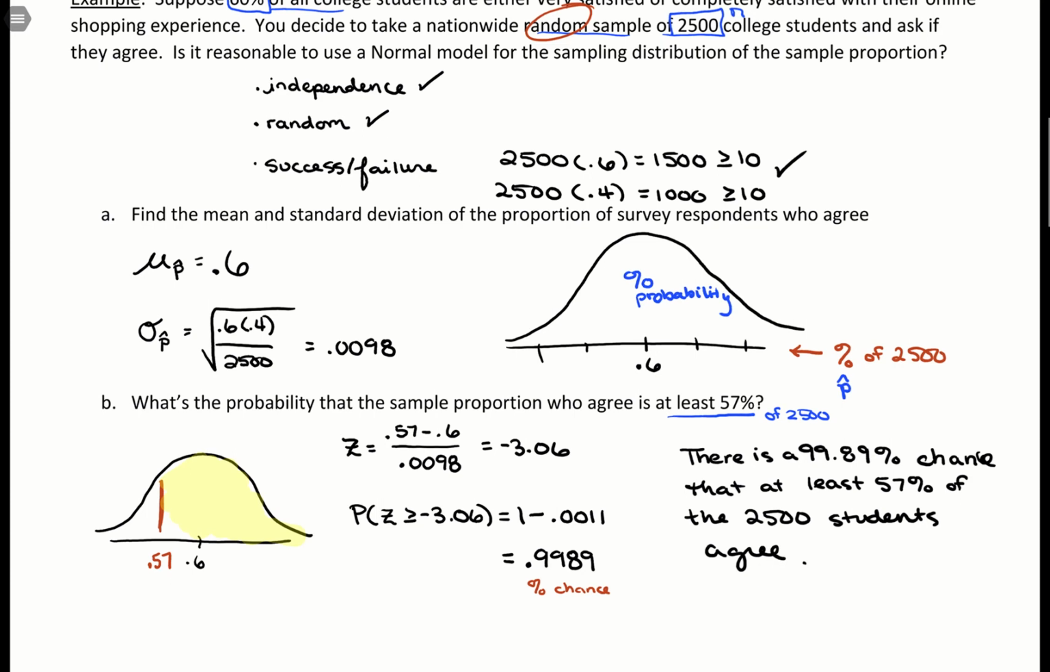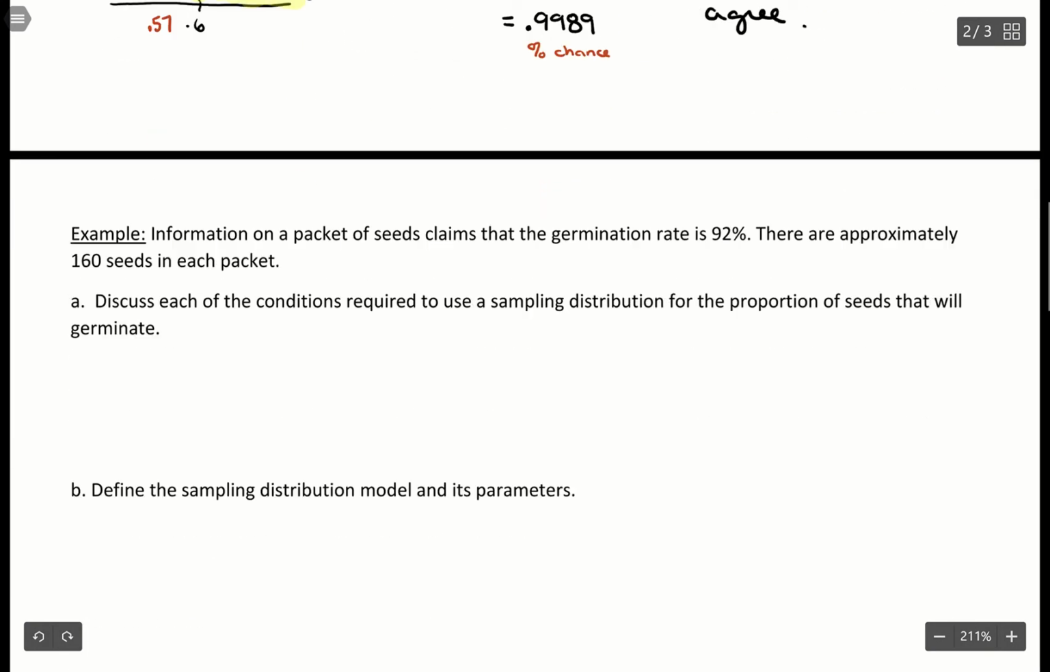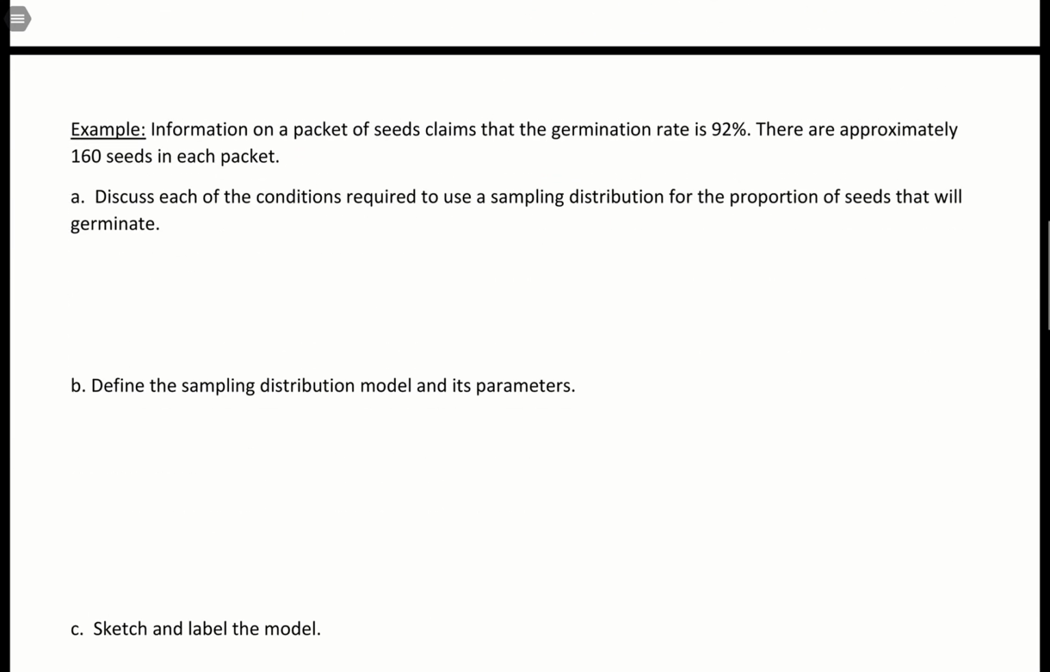All right, let's look at one more example, trying out these topics. So here we have that the germination rate is 92%. So that's printed on the packet. So that's operating as a population proportion. We have this sample size of 160 seeds. We could start thinking about, we'll be using a value for Q. So looking at 1 minus 0.92, which is a 0.08.